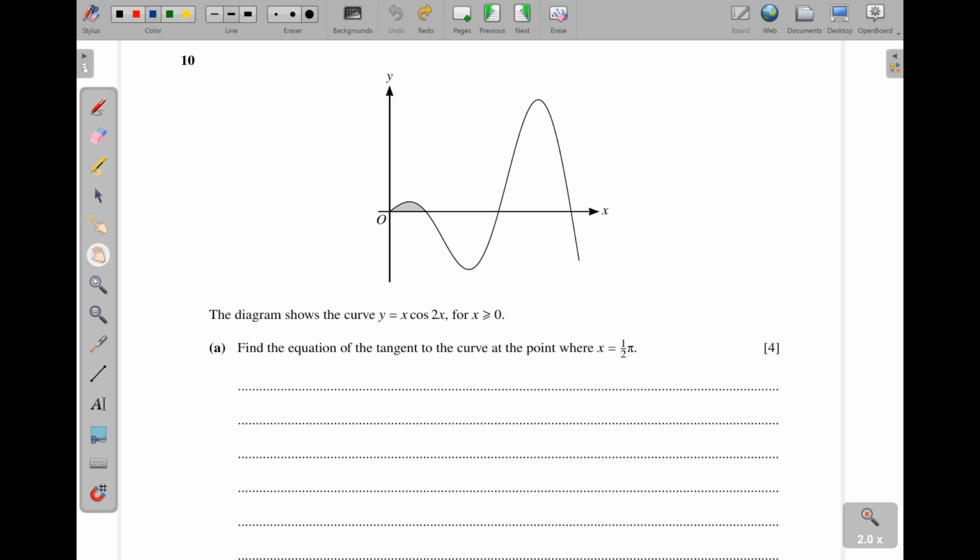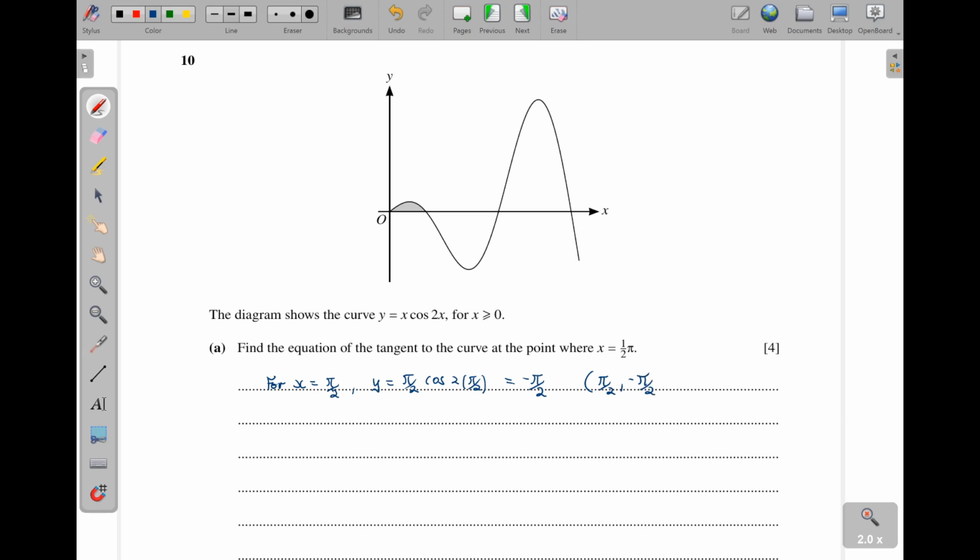Okay, so for x is equal to pi over 2, what will be the y coordinate here? So y is equal to pi over 2, then the cosine of 2 times pi over 2. Now this one will be 180. Cos of 180 is negative 1, so we shall have negative 1 times pi over 2, which is the same as negative pi over 2. So meaning the coordinate through which the line will pass is pi over 2 and negative pi over 2.